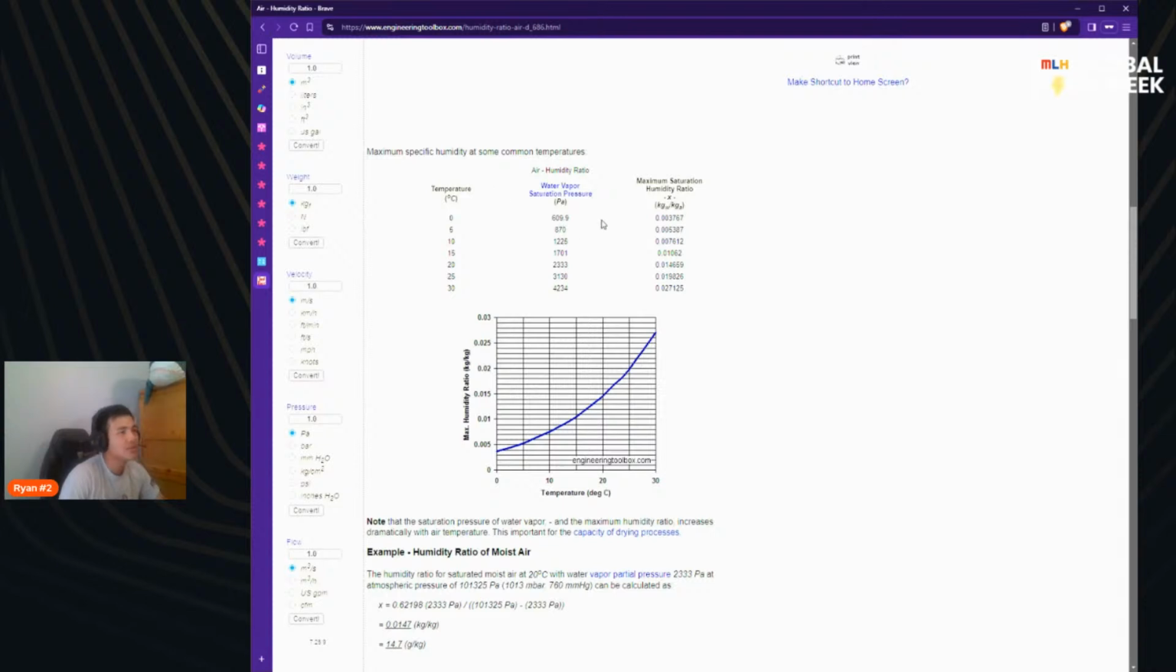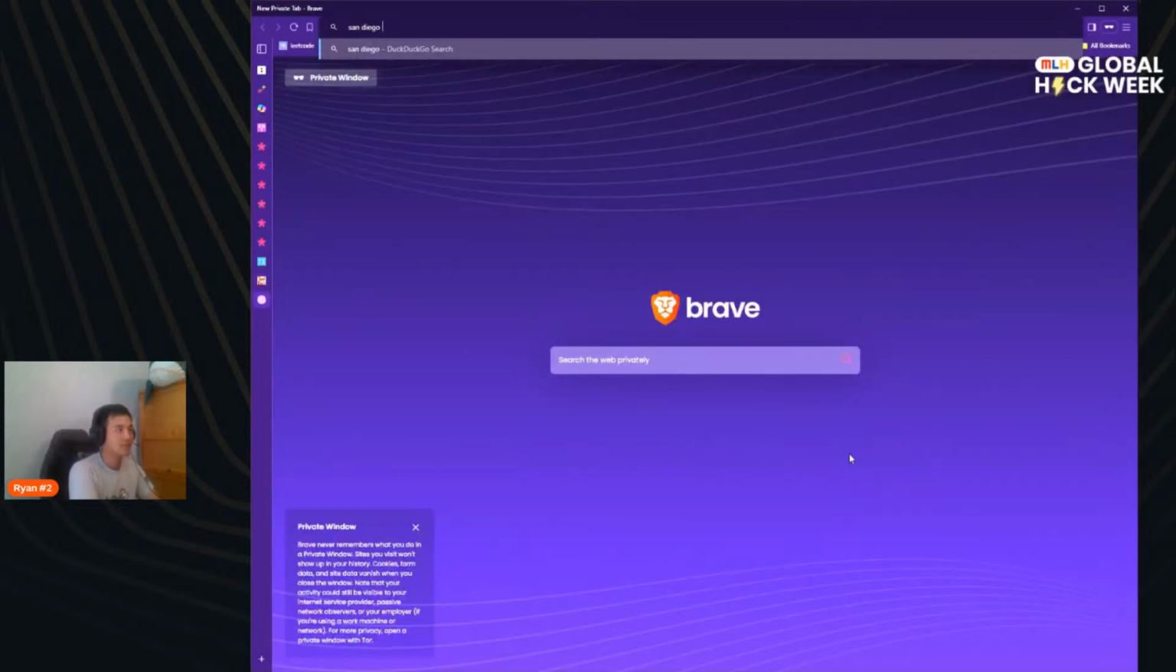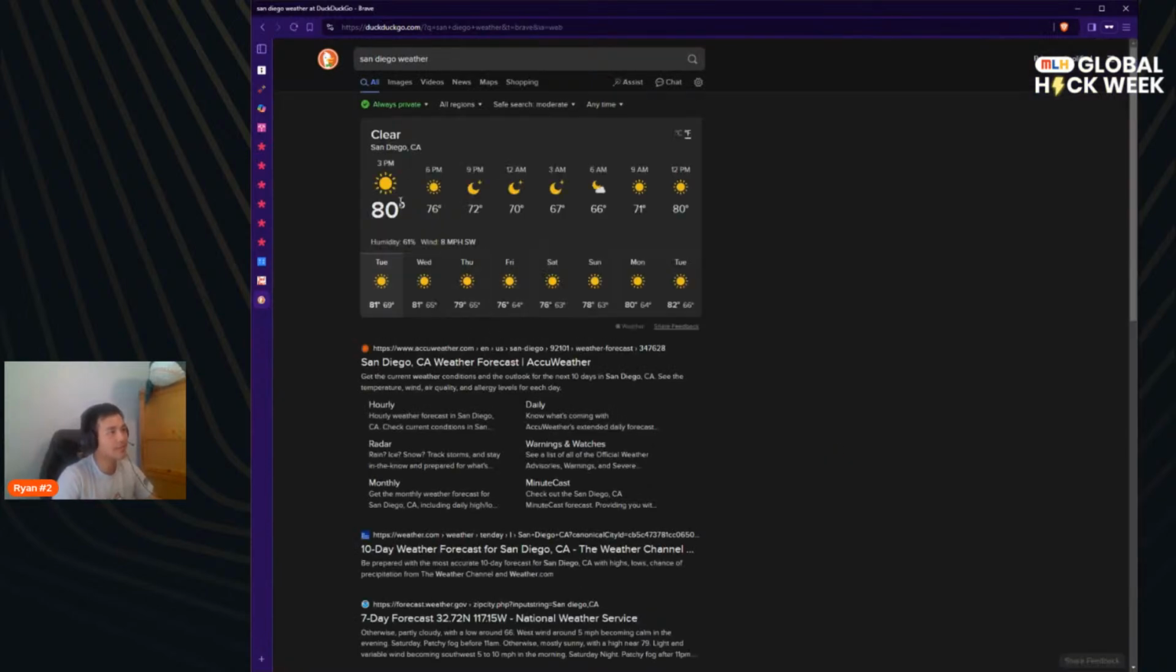Some common temperatures. So let's see. Well, I'm based in San Diego, so I'm going to base this humidity ratio off of the San Diego weather. And let's see how that goes. So, San Diego weather. Let's assume it's Wednesday so that we get the nice this hour forecast.